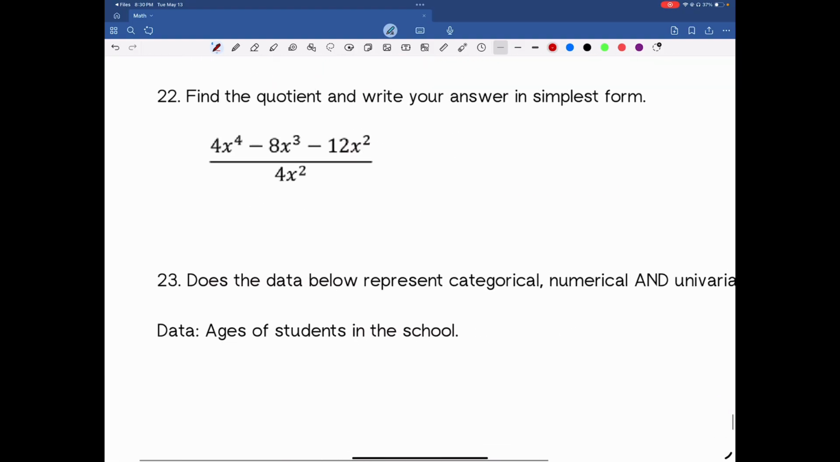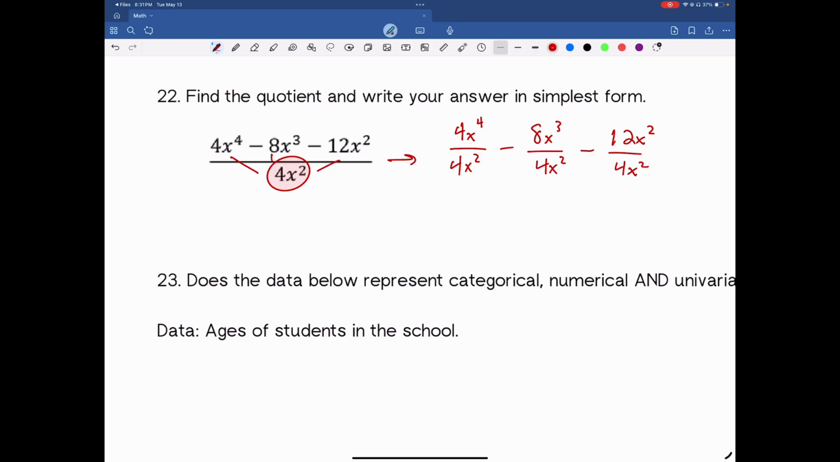Find the quotient, write your answer in simplest form. So whenever we have just one term in the denominator, we're going to divide each of these terms by that. So what I like to do here is do 4x to the 4th divided by 4x squared, minus 8x to the 3rd divided by 4x squared, minus 12x squared divided by 4x squared. I'm getting these minuses from these negative signs up here.